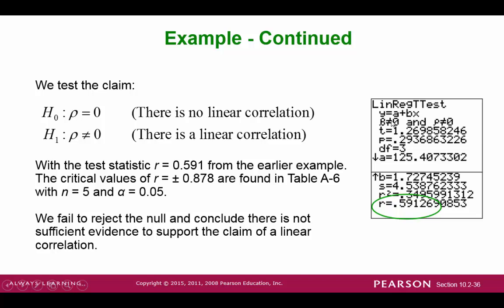We saw that our critical value is 0.878, positive and negative 0.878, and we saw that this number, 0.591, our R value, is closer to 0 than it is closer to 1 compared to this 0.878 number. So right here we can already stop and say there is no linear correlation. But we're going to push on and take a look at the p-values here.